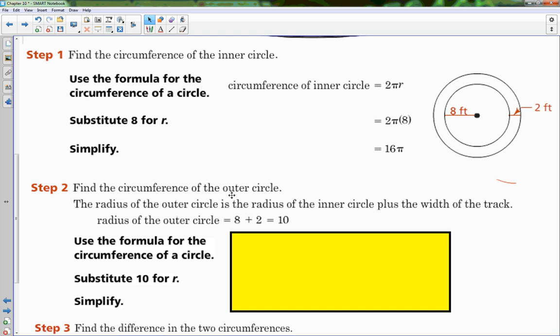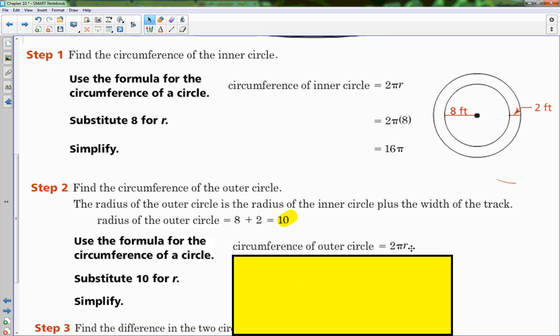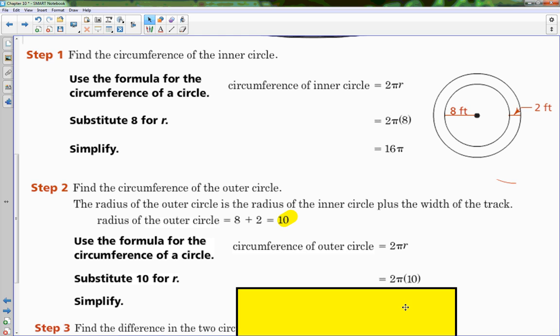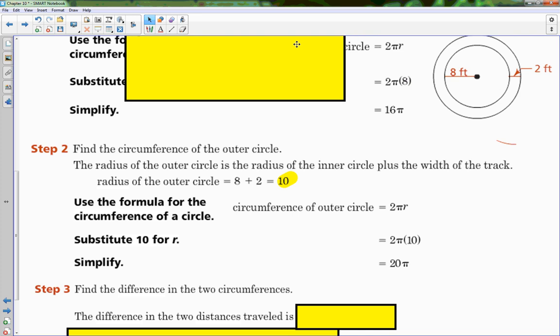So now we need to find the circumference of the outer loop. We're going to use the same formula, except we need to find the radius of the outer loop. He is 8 feet plus 2 more feet, which is 10 feet. So the radius of the outer loop is 10 feet. All right, so we're going to use our same 2 pi r. We are going to put in 10 for r, and then we simplify it to 20 pi.